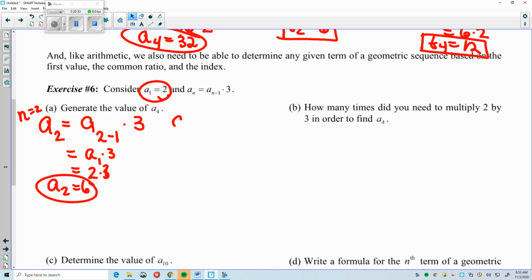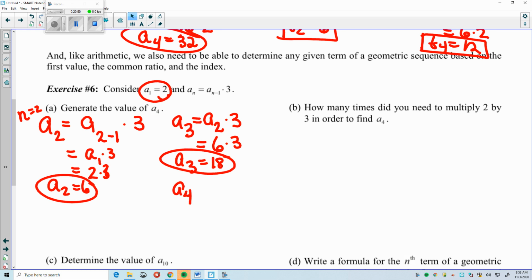I want to find my third term. I need the term before, so I need a sub 2 times 3. So a sub 2 we found to be 6, times 3. That's going to get me my third term to be 18. And now a sub 4 is going to be the term before, so a sub 3 times 3. So I have 18 times 3. That tells me now my fourth term is 54.